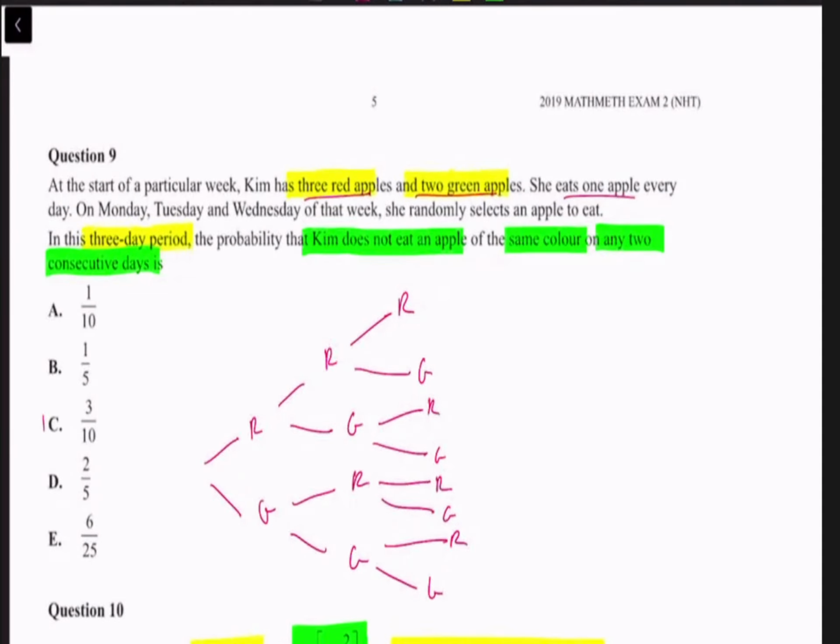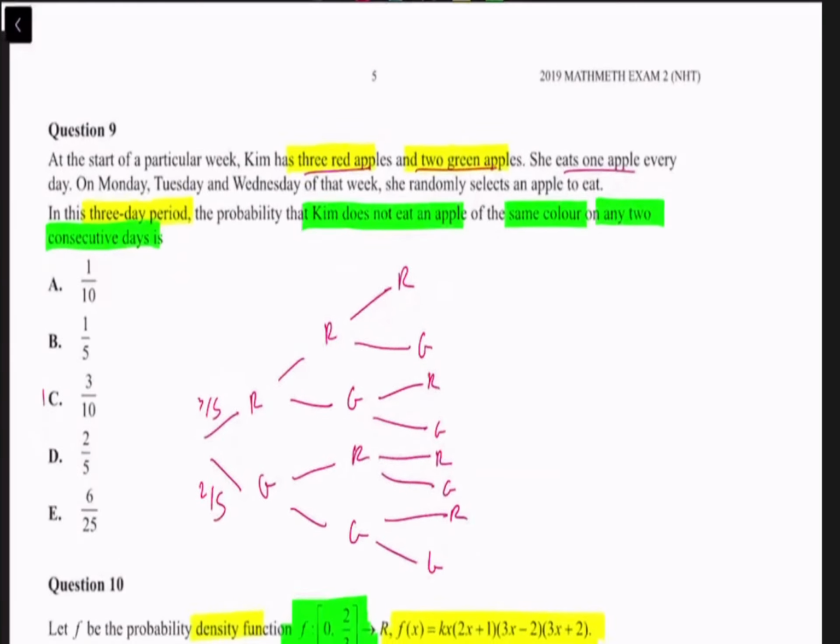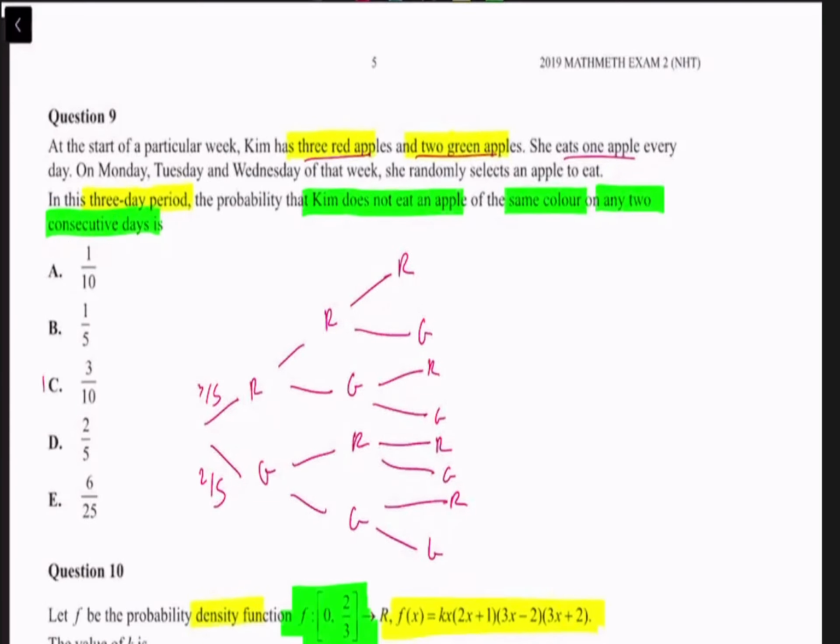The other thing to be careful of is that she obviously does not replace them, because she just eats them. And also that there's only 2 green apples, so the probability of getting 3 green apples is 0. Sorry, it should be out of 3. And you can just fill in your tree diagram like this.